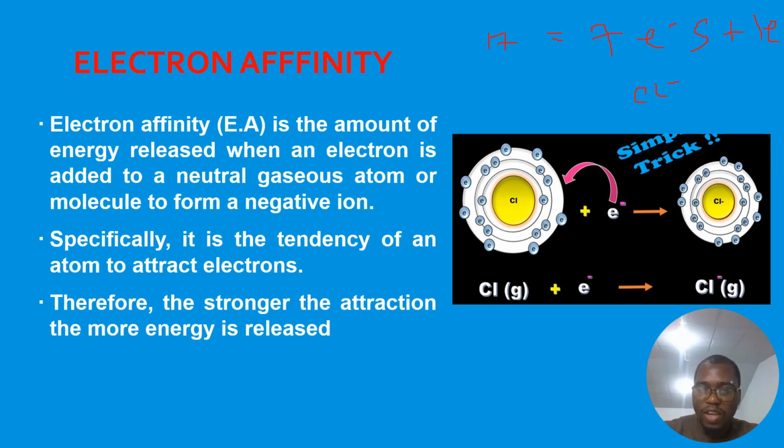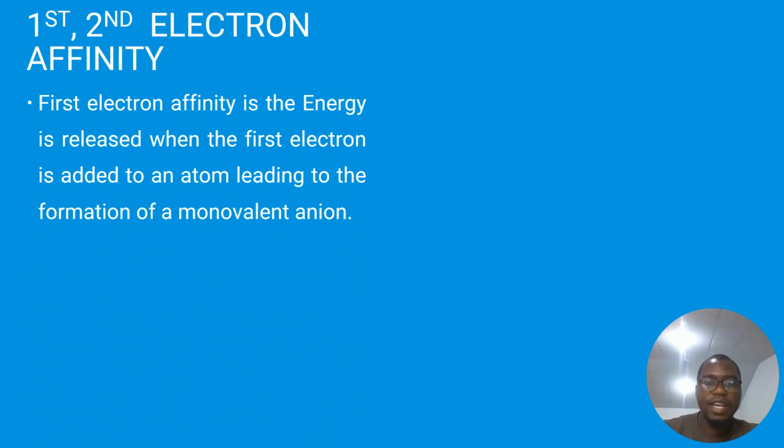That amount of energy that is released when one electron is added to a gaseous chlorine atom to form a monovalent chloride anion is what we call electron affinity. Let's look at the first and second electron affinity. First electron affinity is the energy released when the first electron is added to an atom, leading to the formation of a monovalent anion.